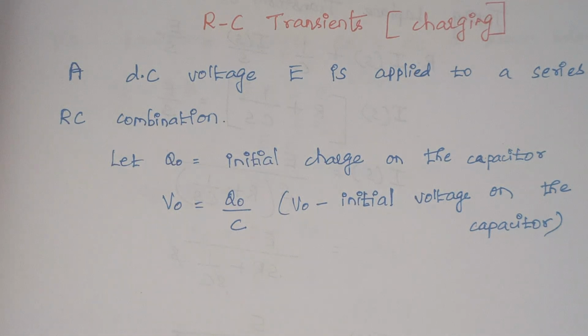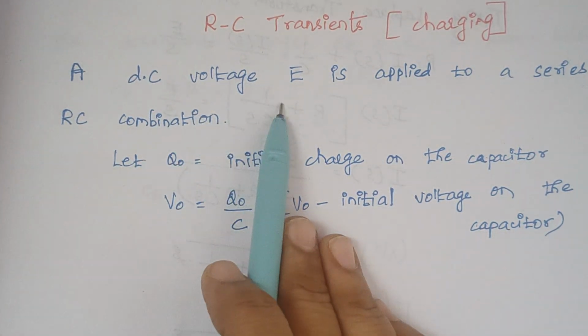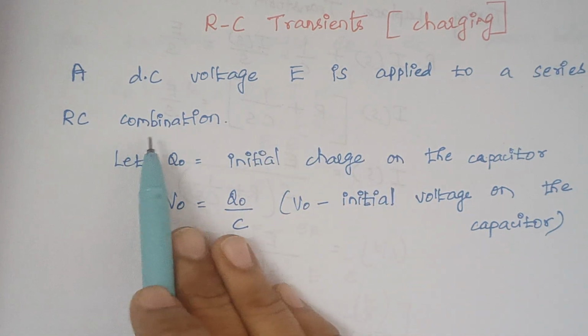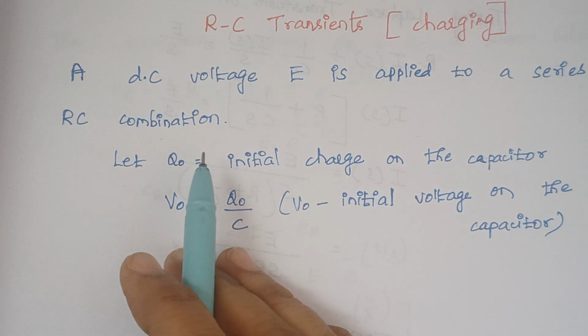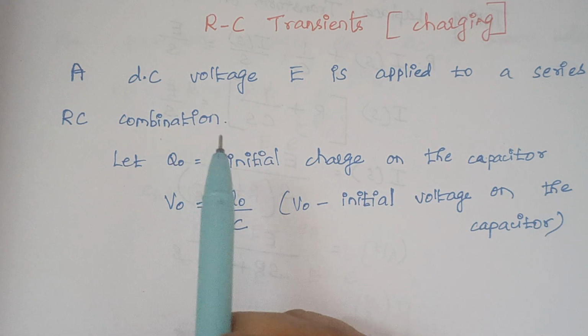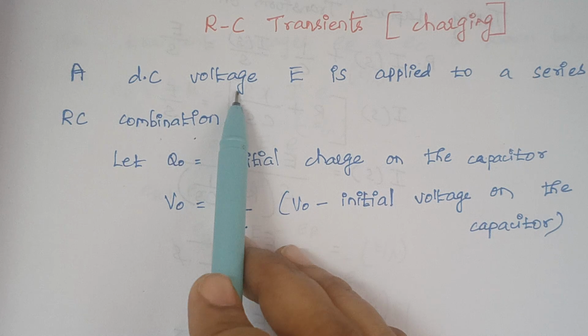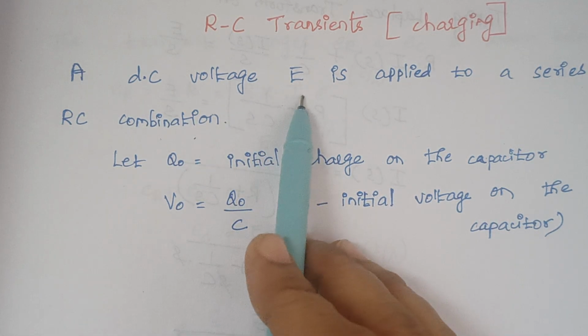Today we are going to see the derivation of RC transients, charging part. Here a DC voltage E is applied to a series RC combination. We have a resistor and capacitor connected in series, and to that combination we are applying a DC voltage, which is denoted as E.